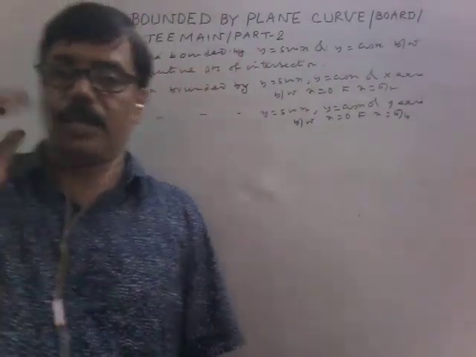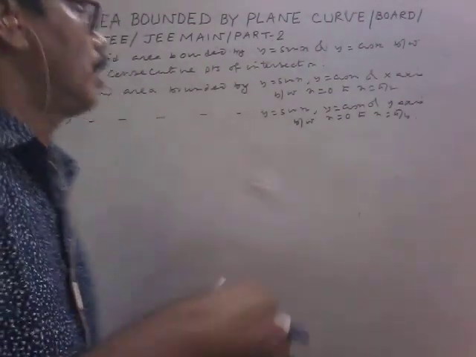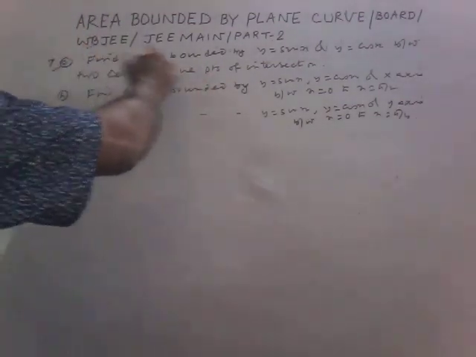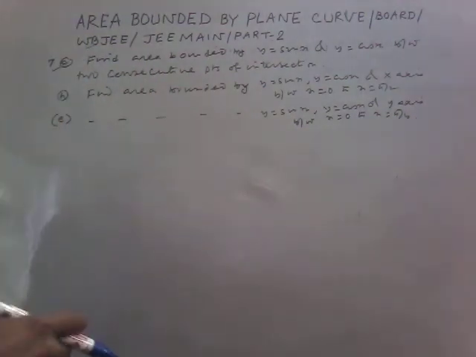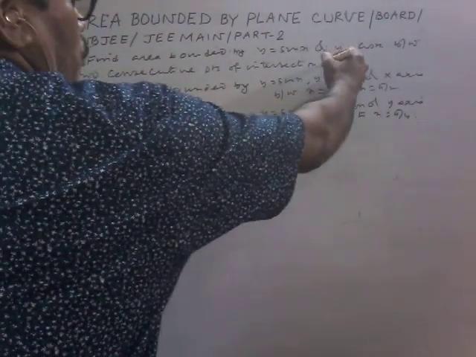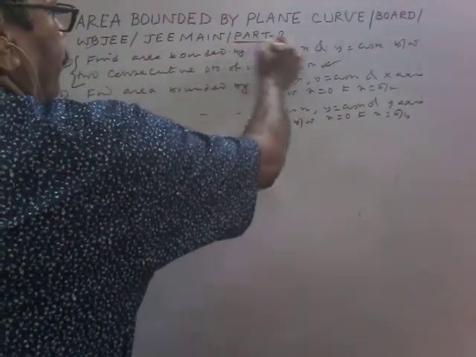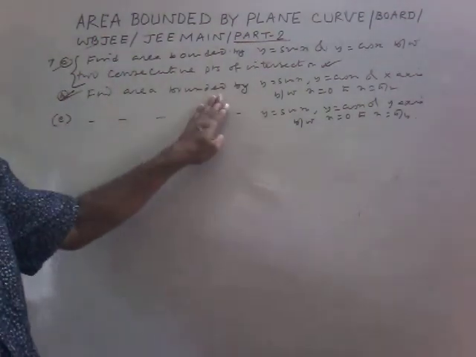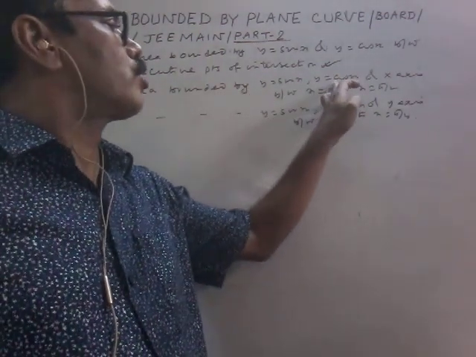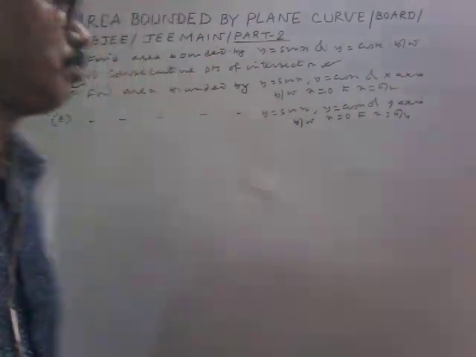Now we find the area bounded by two trigonometric curves. Problem number 7. Find the area bounded by y equals sin x and cos x between two consecutive points of intersection. We have already solved this problem in part 1. So problem number 2. Find the area bounded by y equals sin x, y equals cos x and the x axis between 0 and pi by 2.